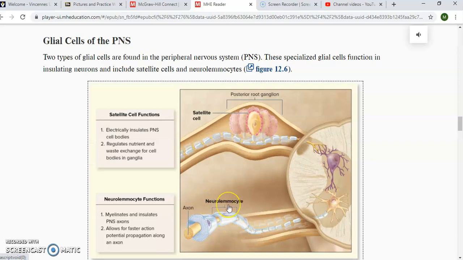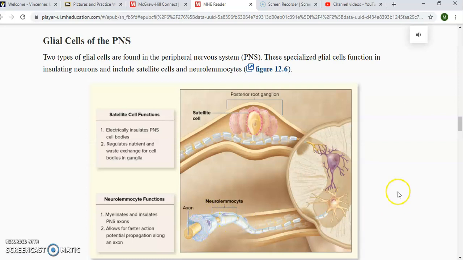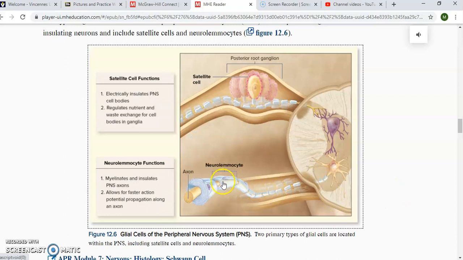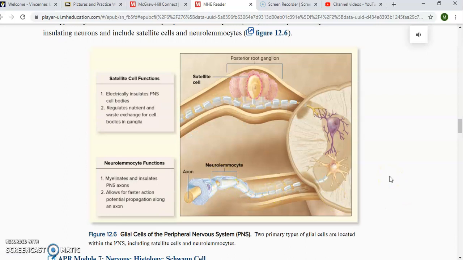Now they do it a little bit differently than the oligodendrocytes, because the oligodendrocyte has processes, so it can form like 4 different myelin sheaths around different parts of the axons in the CNS. Whereas the neurolemocytes or Schwann cells just form one myelin sheath. They don't have any processes. They just wrap their little bodies completely around a certain section of the axon. So each one of these is a neurolemocyte or Schwann cell. They can only form one myelin sheath, whereas the oligodendrocytes in the CNS can form more than one.